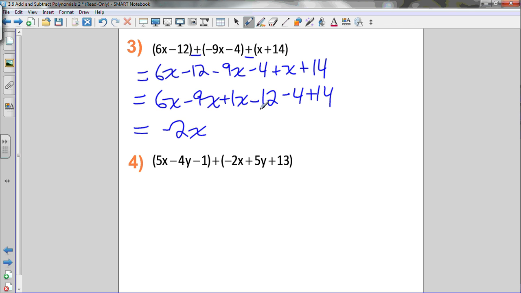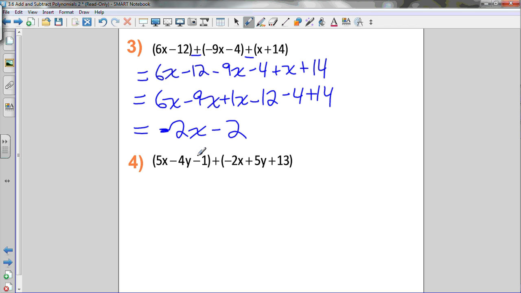Negative 12 minus 4 is negative 16. Add 14 to that, I'm at negative 2. So negative 2x minus 2. And that can't be simplified any further because these two things are not like terms. They don't have the same variables with the same exponents, so I can't simplify that any further.